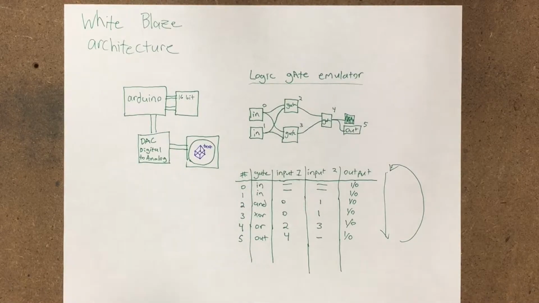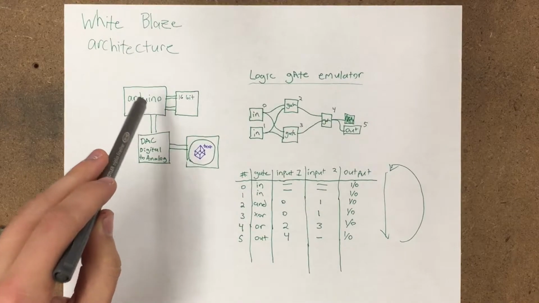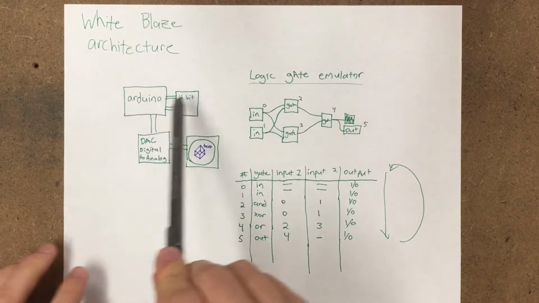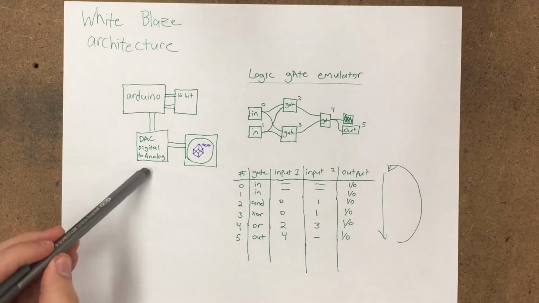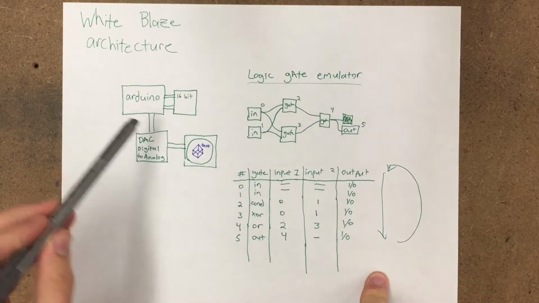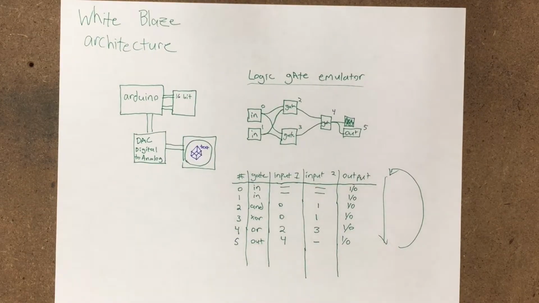So the basic structure of the White Blaze architecture should go like this. We have an Arduino, which is emulating the logic gates, and that is connected to a 16-bit memory module, and it will have a digital to analog converter also connected to the Arduino, and that is for the oscilloscope display, like we demonstrated earlier.